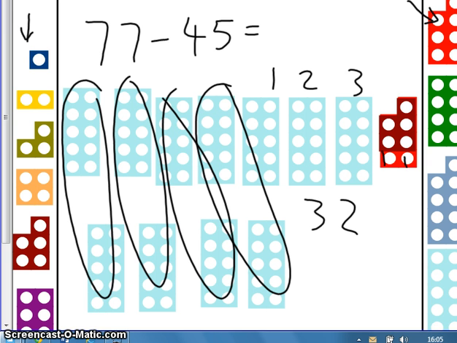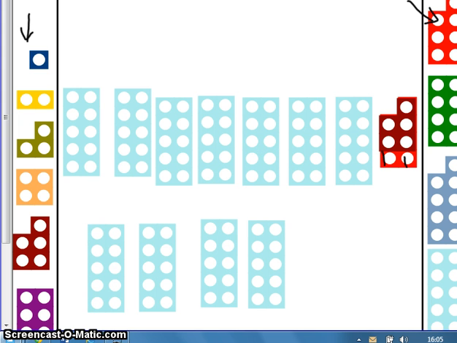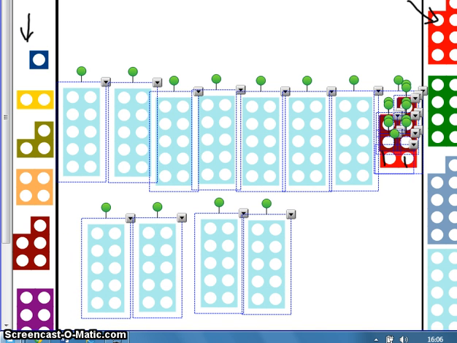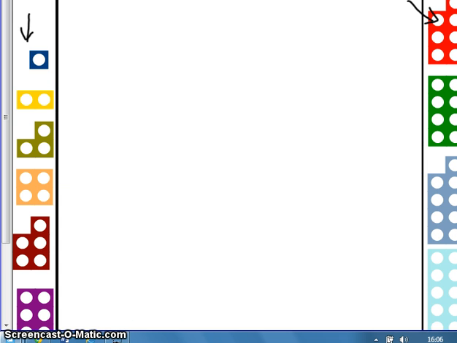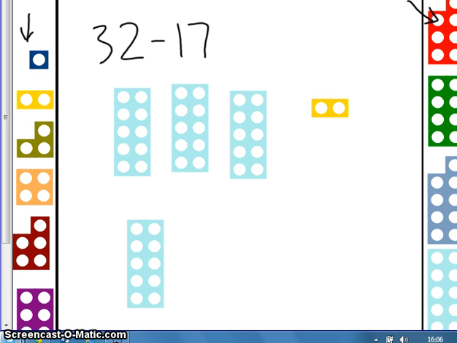The second method with these manipulatives, when I have the idea of regrouping in it, is to combine units and tens. So make a smaller number this time. Let's do 32 take away 17. 10, 20, 30, and 2. Taking away 17. Here's my 7 there.